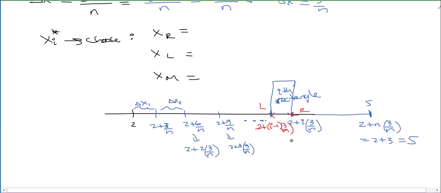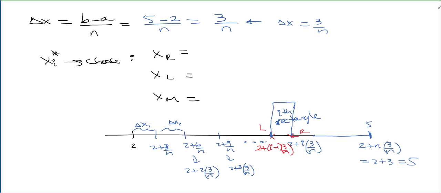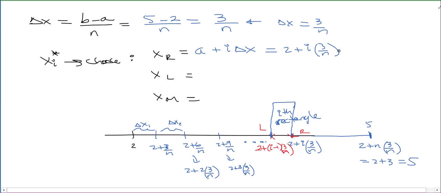And so when you see the formulas in the book, hopefully you see that from breaking up the interval, we get the formulas, right? So a plus i delta x is your right endpoint. In our case, a is 2, so it'll be 2 plus i times 3 over n, right? a plus i delta x. So 2 plus 3i over n, just simplify that.